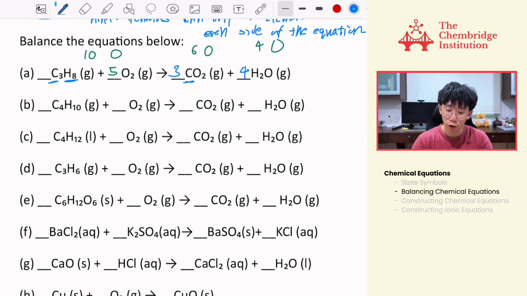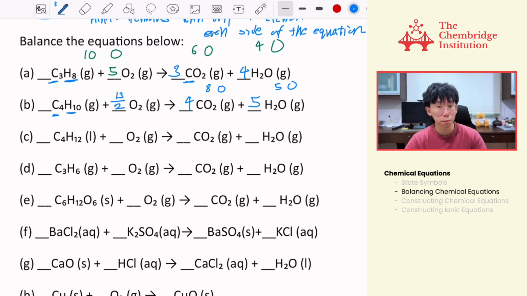For example, now you have C4H10 plus O2 to give CO2 and H2O. Same concept. Here I want to start off with carbon and hydrogen. There are 4 carbons on the left, so I put a 4 over here. There are 10 hydrogens on the left, so I put a 5 over here to balance the number of hydrogens. Then I count the number of oxygens. There are 8 oxygens here and 5 oxygens here, so in total there should be 13 oxygens on the left as well. Here I can put a 13 over 2. You can put improper fractions in your equation, and this will give you your answer.